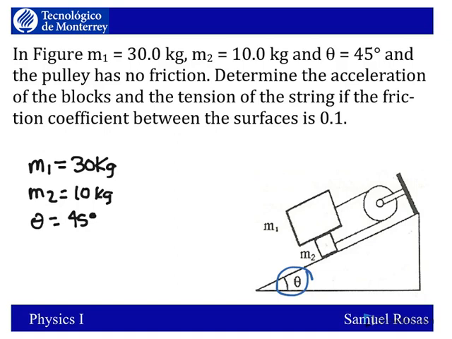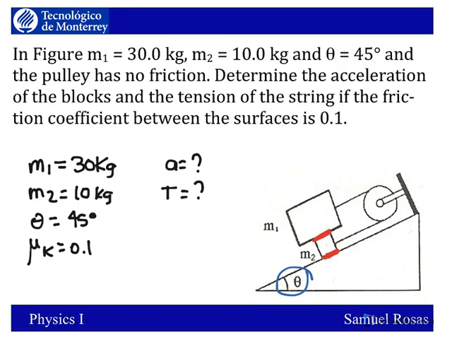And we're being asked to determine the acceleration of the blocks and the tension of the string if the coefficient of kinetic friction between the surfaces is equal to 0.1. The kinetic friction is at the surface between M1 and M2, and at the surface between M2 and the incline.